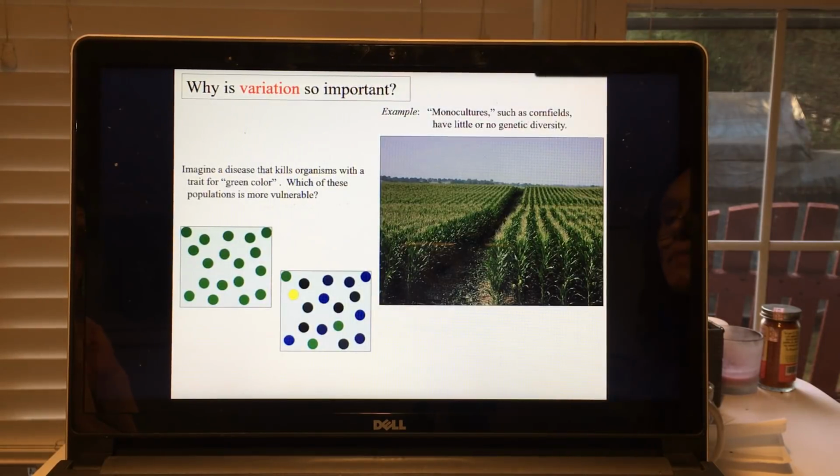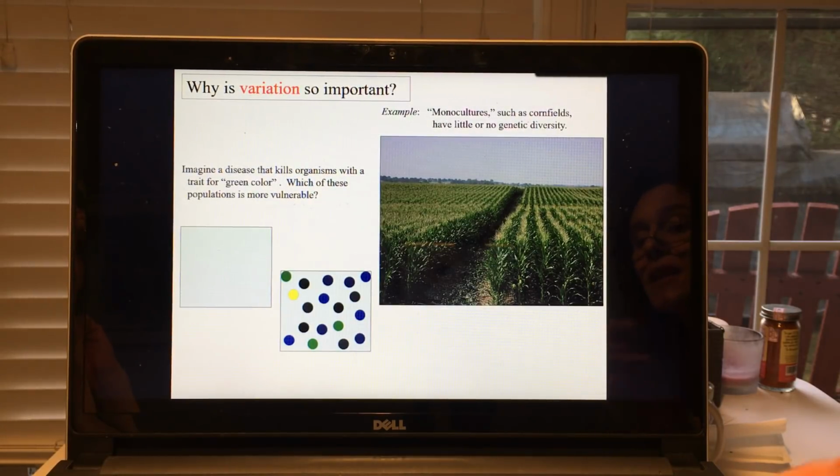So for example, if there is a disease that kills all organisms with a trait for green color, the population on the left, they're all green. So they would all die out. The population on the right, only the green ones would die out, and you might have some of the other variations that could survive. Now, of course, this scenario is not really a realistic scenario, but it gives you the basic idea.